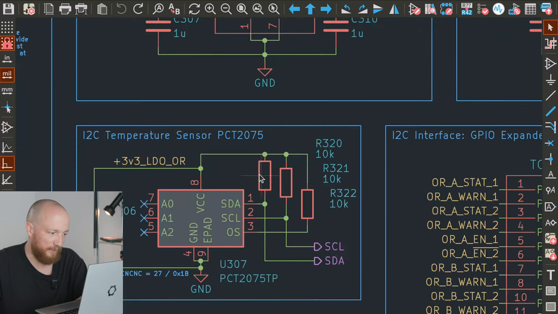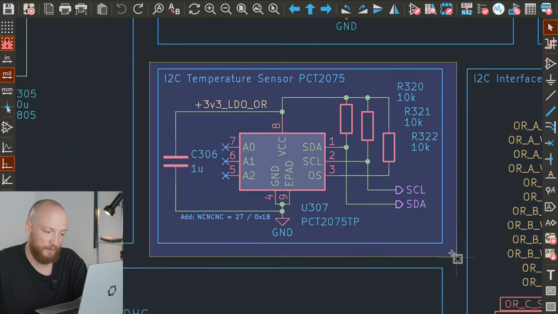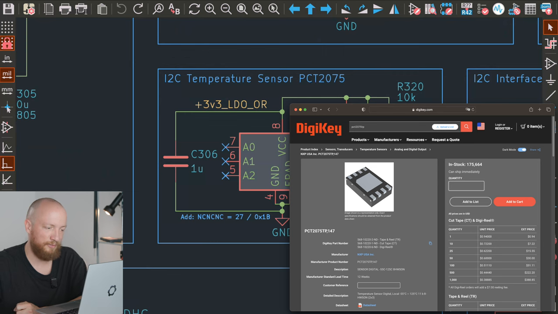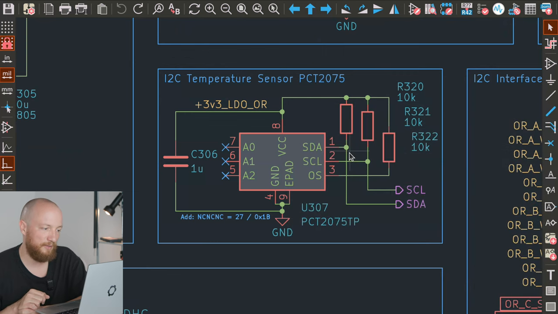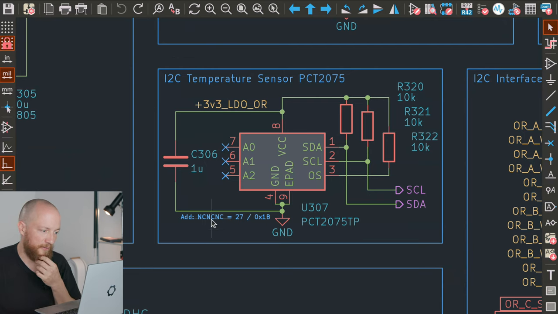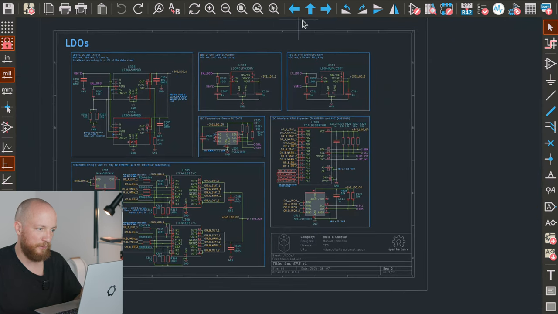The only thing remaining is a temperature sensor because the LDOs aren't super efficient, as we mentioned, and they shed a lot of heat, so we need to keep an eye on their temperature. And this is the PCT 2075 that I have also used in the breadboard prototype for the EPS, which worked just fine. You just basically hook it up to I2C, apply some pull-up resistors, an input cap, and in this case, for the address selection, I just left all three pins unconnected, which gives it an address of 27. I think this is it for the LDO line.